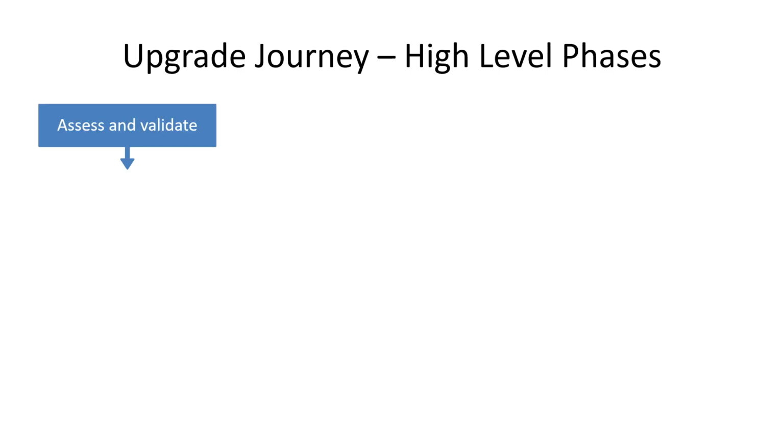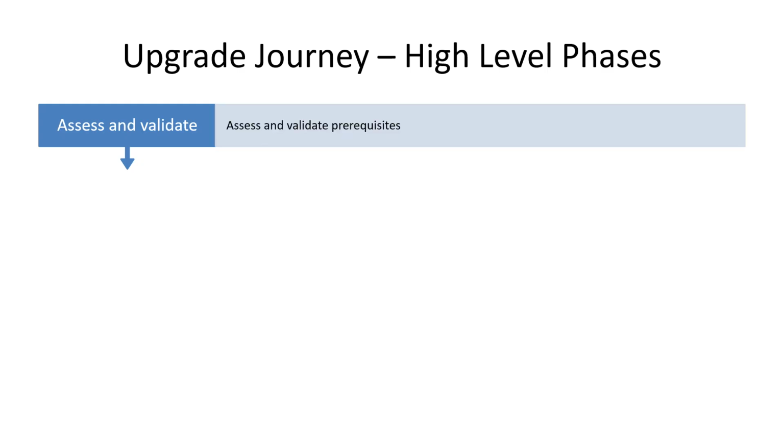So let's start with phase 1, assess and validate. The first phase, assess and validate, is a prerequisite. This is where we study the existing environment, validate the hardware and software compatibility, then review versions, configurations and dependencies. So nothing is upgraded in this phase. We are only making sure the environment is ready for the upgrade journey.